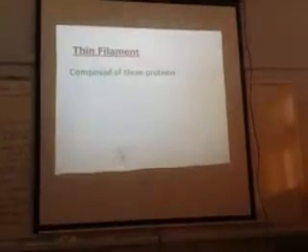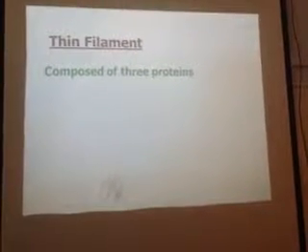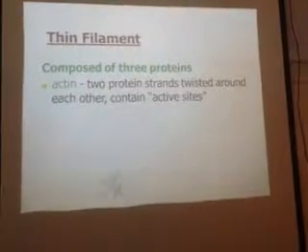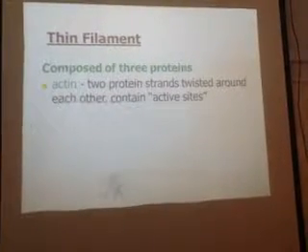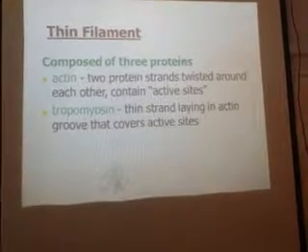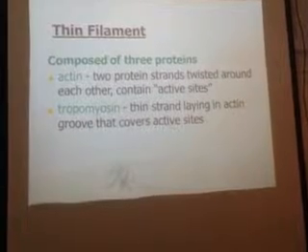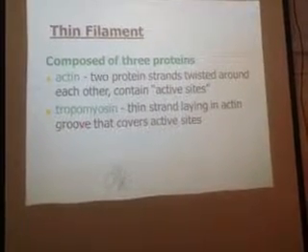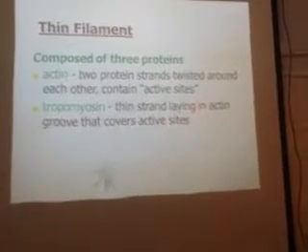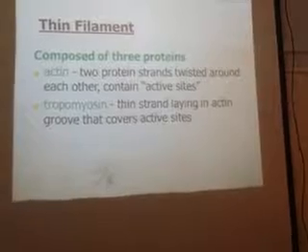Thin filament, you know, three proteins. What are those three proteins? Actin, troponin, tropomyosin. Yes. Actin: two protein strands twisted around each other, containing active sites. I'll show in the picture. Then the next protein is tropomyosin. This is the thin strand lying in the actin groove that covers the active site. I'll show in the picture.